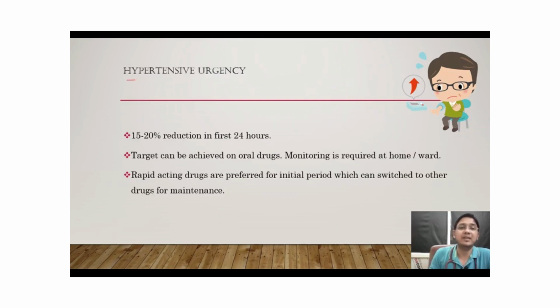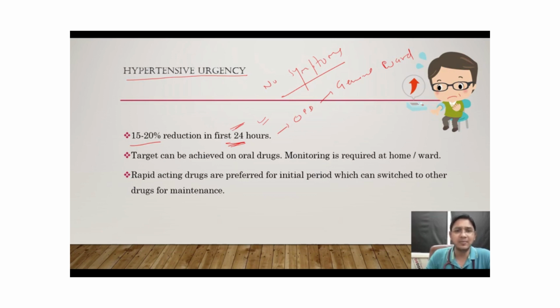While if we compare with hypertensive urgency, as we know, the patient is asymptomatic or the symptoms are very mild, so there is no need to hurry or worry. You can admit the patient in the general ward. Let's say the patient comes to the OPD, you admit in the general ward for monitoring, and then you can start with oral drugs. So what is our target? We need to reduce 15 to 20%, max 20% reduction, in the first 24 hours. The window here is longer, 24 hours.